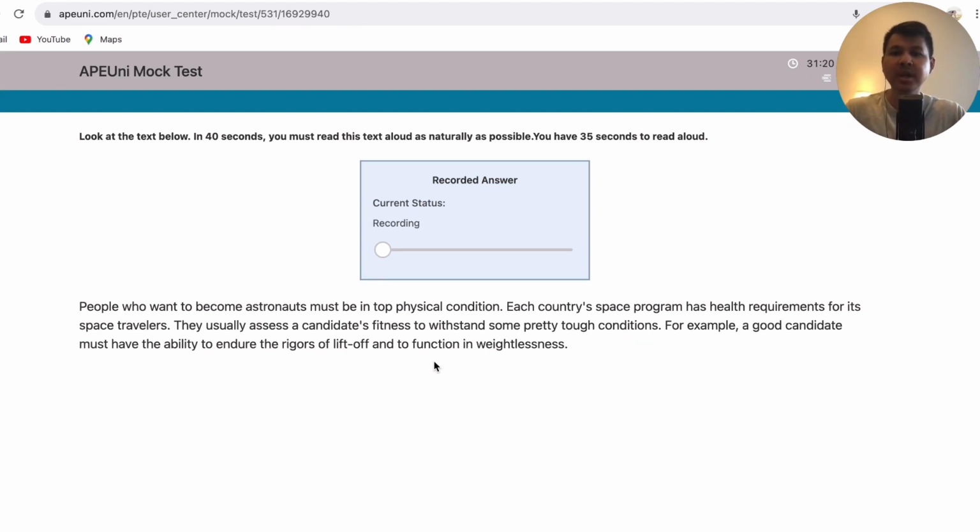People who want to become astronauts must be in top physical condition. Each country's space program has health requirements for its space travelers. They usually assess a candidate's fitness to withstand some pretty tough conditions. For example, a good candidate must have the ability to endure the rigors of liftoff and to function in weightlessness.